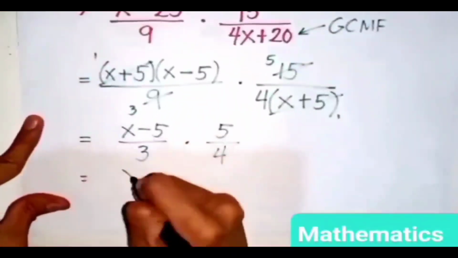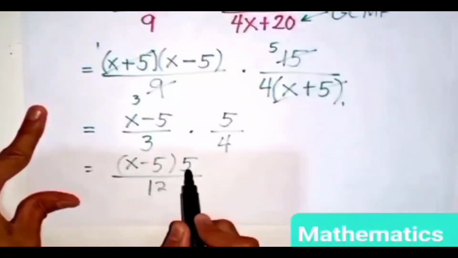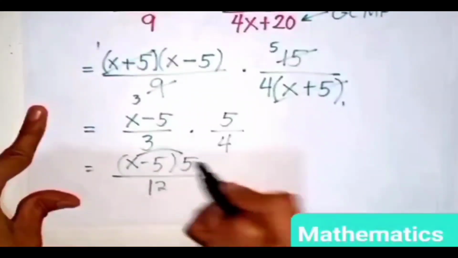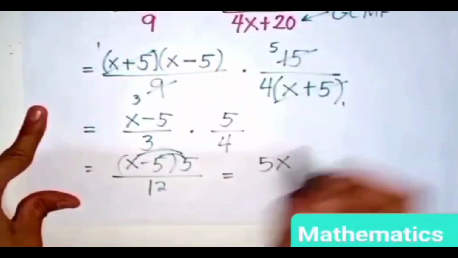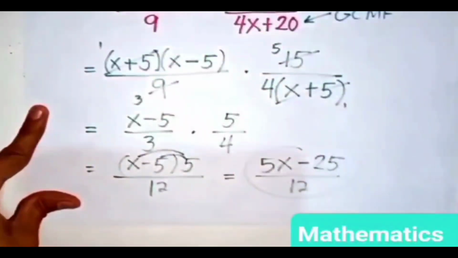And then we now multiply. So we have x minus 5 times 5 over 3 times 4 is 12. How do we multiply itong binomial with this monomial? Distributive property. So that will be x times 5 and then negative 5 times 5. So we have x times 5 is 5x and negative 5 times 5, that's negative 25, all over 12. And this is the product of our two rational algebraic expressions.